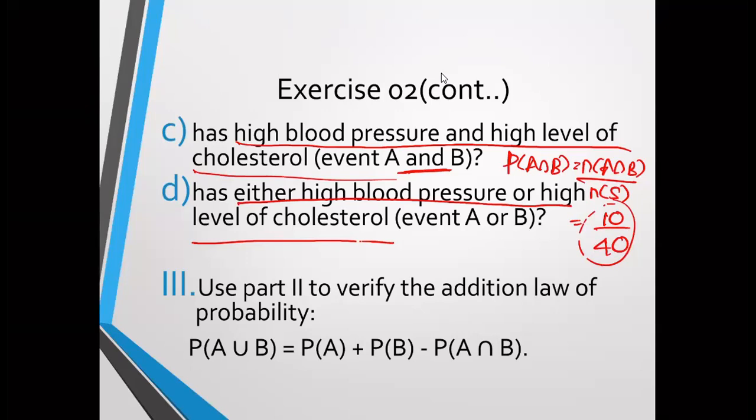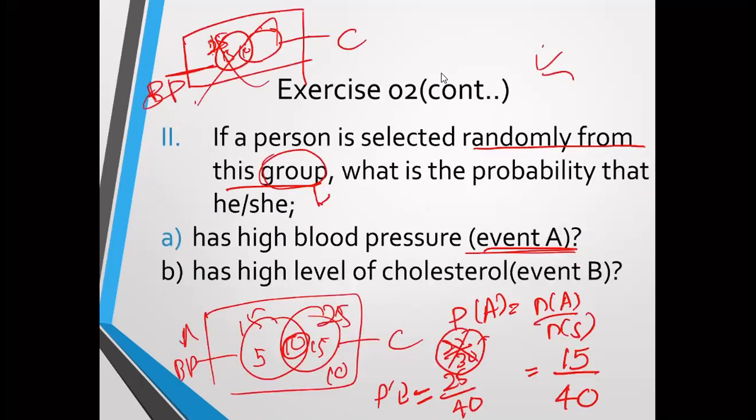Definitely it should be out of 40. Out of 40, what is the number? Either high blood pressure or high level of cholesterol means A union B. A union B is what? 5 plus 10 plus 15, 30. A union B, 5 plus 10 plus 15. 25 plus 5, 30.